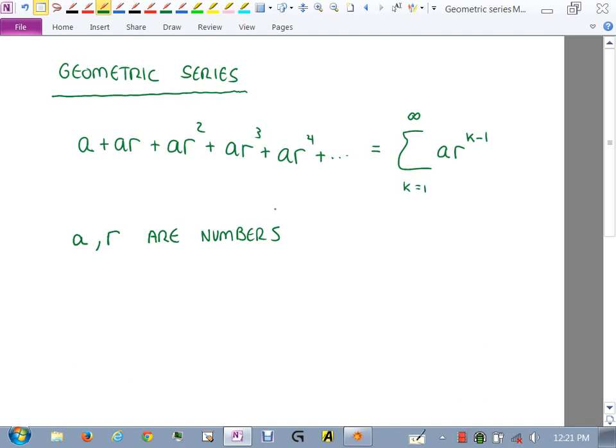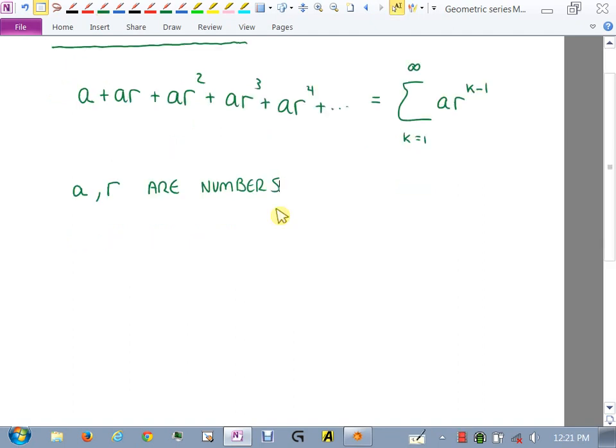Would you like an example before we study it anymore? Like an example of a geometric series? 1 plus a half plus a fourth plus an eighth plus a 16th. Keep going forever. That is a geometric series.